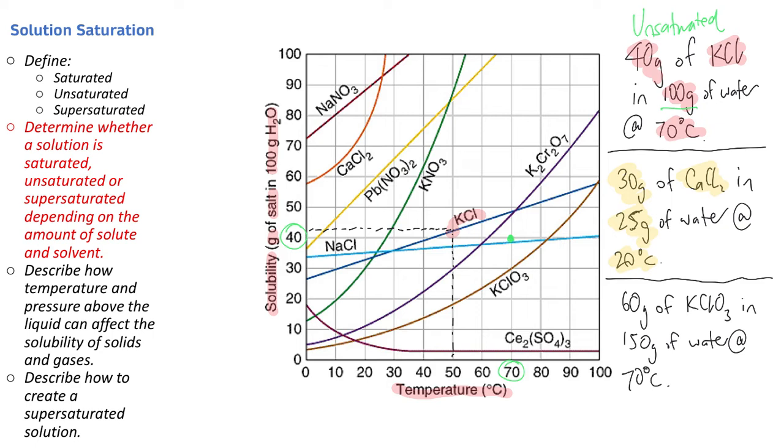So 25 is a quarter of the water, right? Or you can consider it as 100 over 25 is the multiplier. So the multiplier, therefore, is 4, right? So you'd be thinking about 4 times as much calcium chloride in that 100 grams of water. So you would say 4 is the multiplier, which you need to apply to 30, which makes that 120 grams in 100 grams at 20 degrees Celsius.